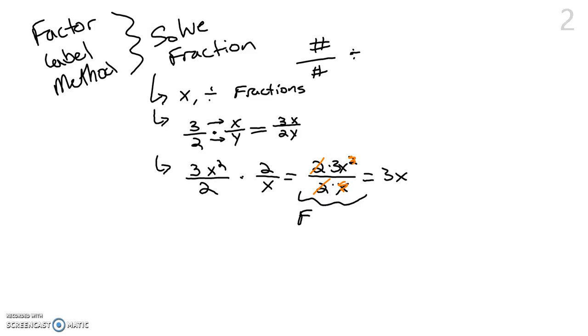We use the factor label method to be able to cancel things. Another word for canceling is simplify. So we want to simplify a fraction or cancel out what's on the numerator and what's on the denominator. This way we can get to a better number. So how does this work in chemistry?